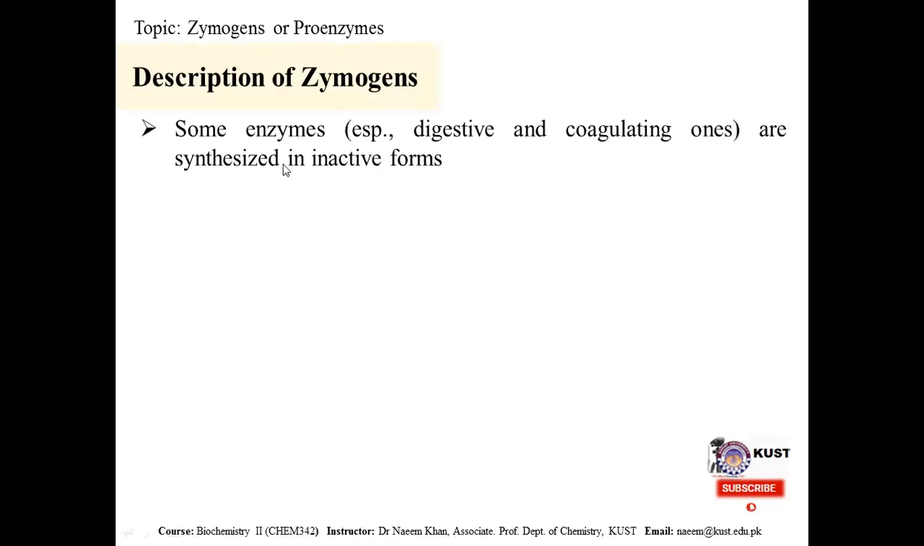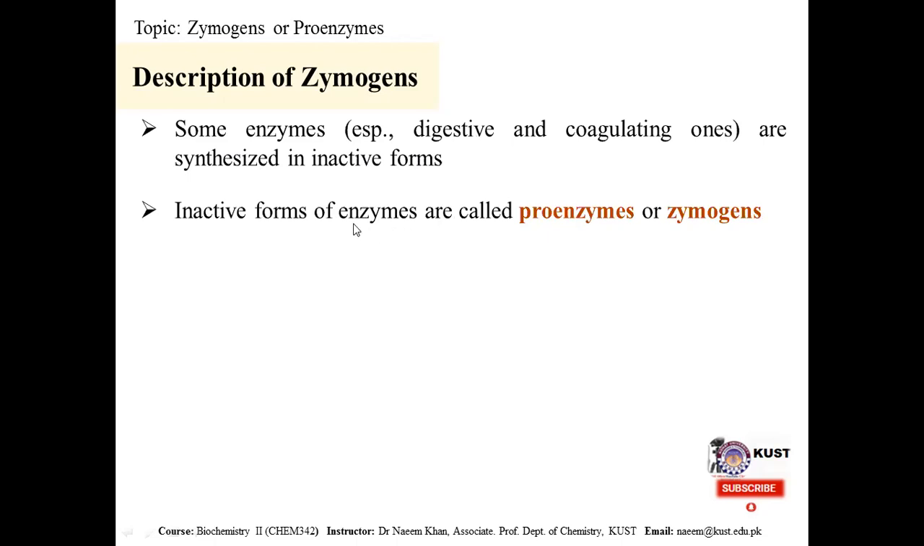Zymogens are among those enzymes. Actually, this is applied to some of the enzymes. Not all enzymes exist as zymogens. Some of the enzymes, especially the digestive and coagulative enzymes, are synthesized in inactive forms. These are enzymes like digestive enzymes, required for the digestion of food, which are produced in the inactive forms, means they are not fully active. The inactive forms are called proenzymes or zymogens.